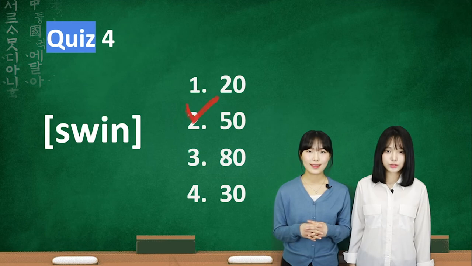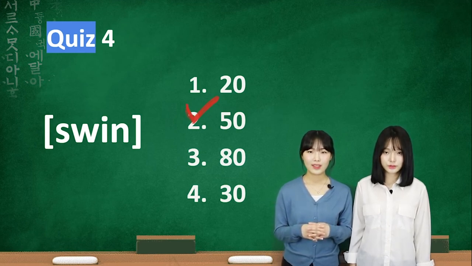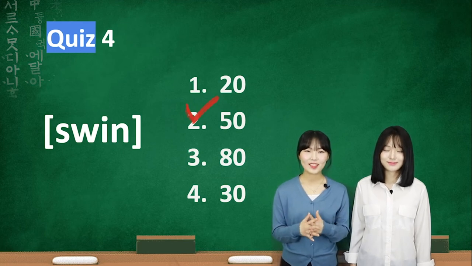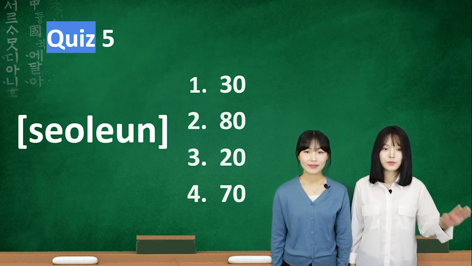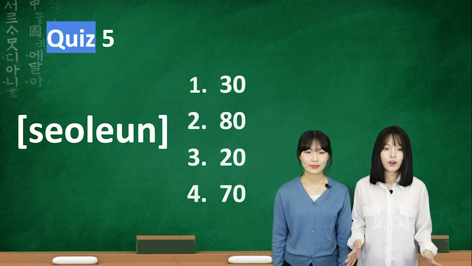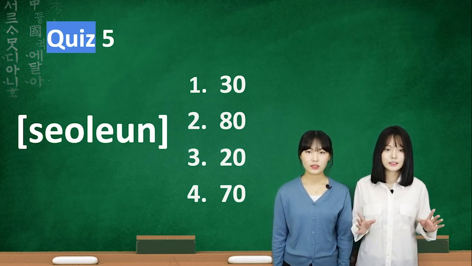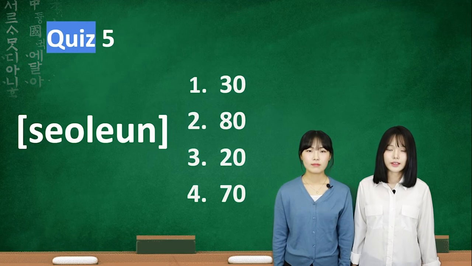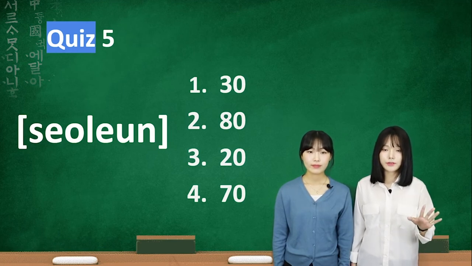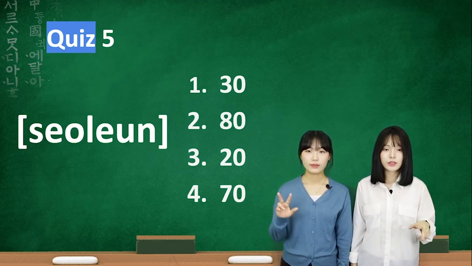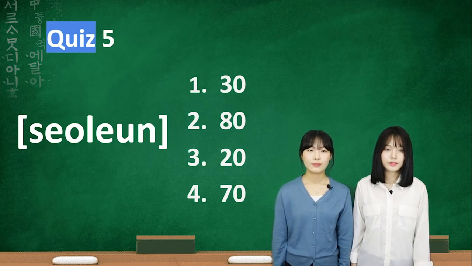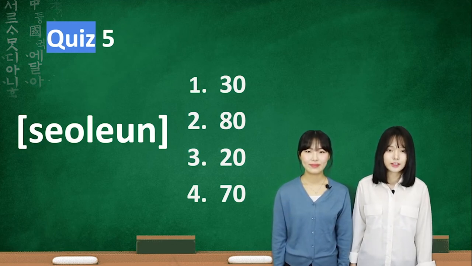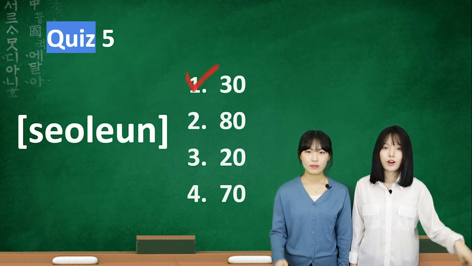쉰. Good job. Next. Question 5. 서른. Which of the following is correct? 5, 4, 3, 2, 1. Yes, the correct answer is number 1.